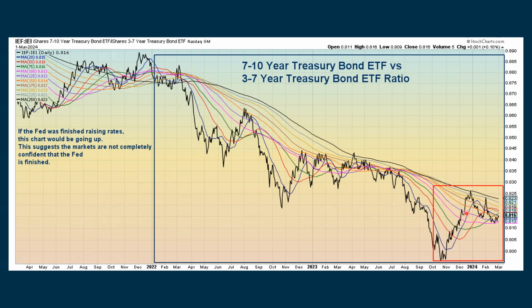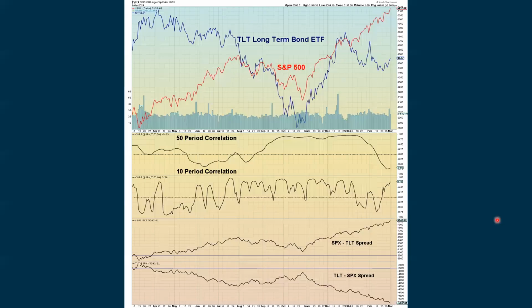And so you would want to lock in higher rates for longer. Well, then that all came into doubt, and this ratio started to go back down. Now it's starting to go back up. So we'll be watching this.